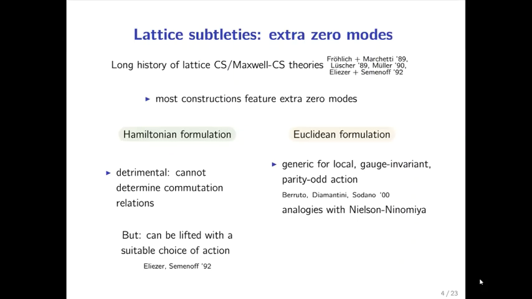In the Euclidean formulation, these zero modes are generic for any local, gauge-invariant, parity-odd action. In some sense, it has similarities with the Nielsen-Ninomiya theorem for putting chiral fermions on the lattice. But we have a different perspective compared to this older literature. There's a sense in which they threw the baby out with the bathwater. These zero modes turn out to play a really important role and perform a very useful function in our construction.